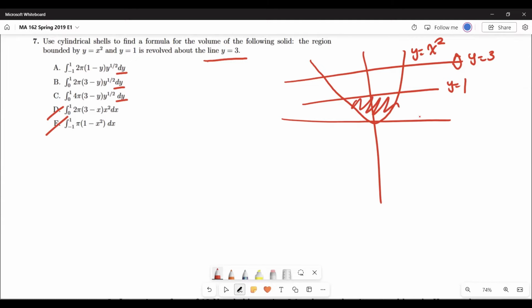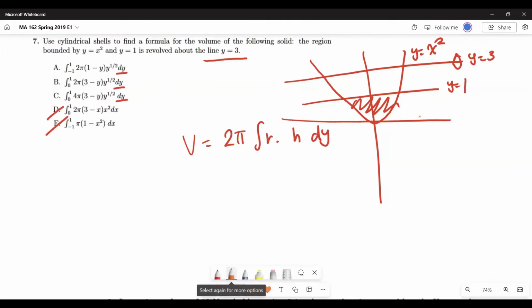Before we do that, if you remember the cylindrical shell method, the volume equals 2 pi times radius times height dy. So let's first find our height. Height is this much, right?